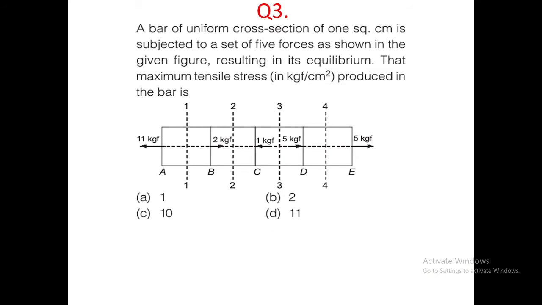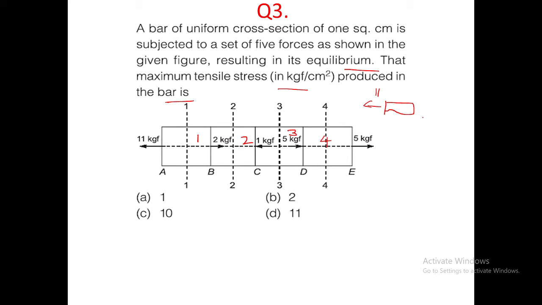So next, the third one. A bar of uniform cross section of 1 square centimeter is subjected to a set of 5 forces as shown in the figure, resulting in its equilibrium. What is the maximum tensile stress in kgf per centimeter square produced in the bar? So there are 4 sections in total. First draw the free body diagram, the first section is 11.